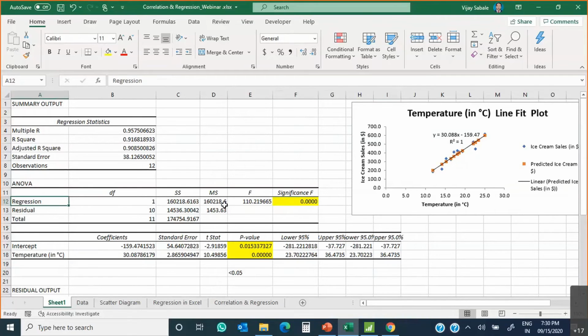What is meant by the regression being significant is that at least one term in the regression is contributing significantly to the change in Y, or the change in ice cream sales. So that's the meaning of it. We have to check the significance F value, and at the same time, you have to see the respective p-values for the factors. Okay, so this is the regression analysis.